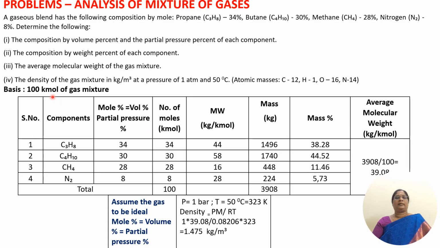Next, let us calculate the density. Density at pressure 1 atm and 50 degrees Celsius. So the temperature in degrees Celsius has to be converted into Kelvin by adding 273. So it will give you 50 plus 273 is 323 Kelvin. Density calculation is PM by RT, where P is 1 and the average molecular weight is 39.08 divided by 0.08206 into 323, and it gives you 1.475 kg per meter cube. So the density value is 1.475 kg per meter cube.